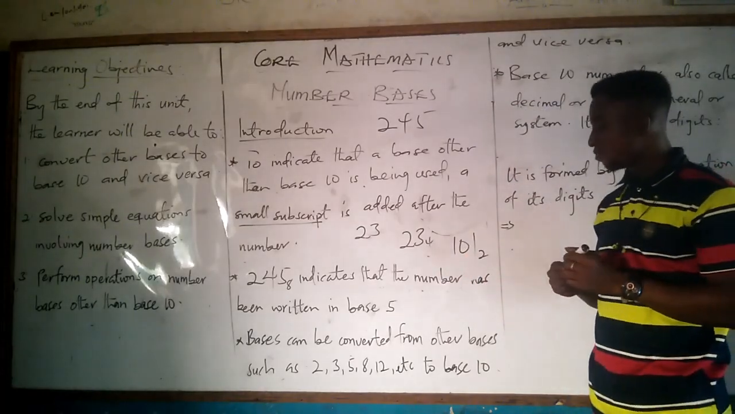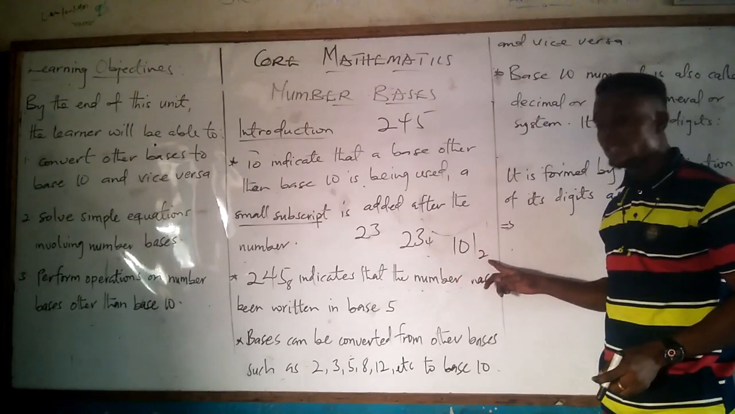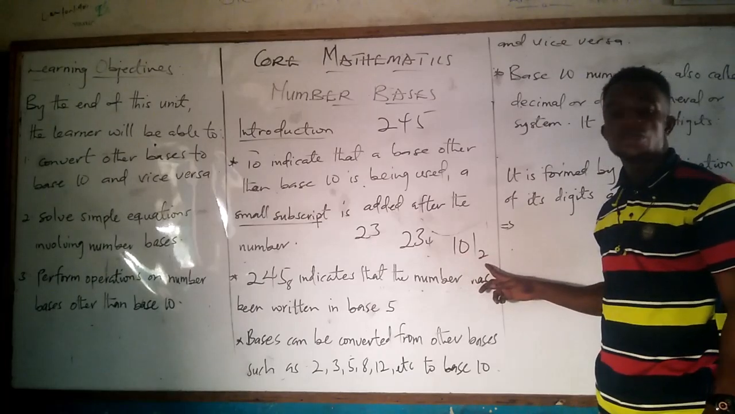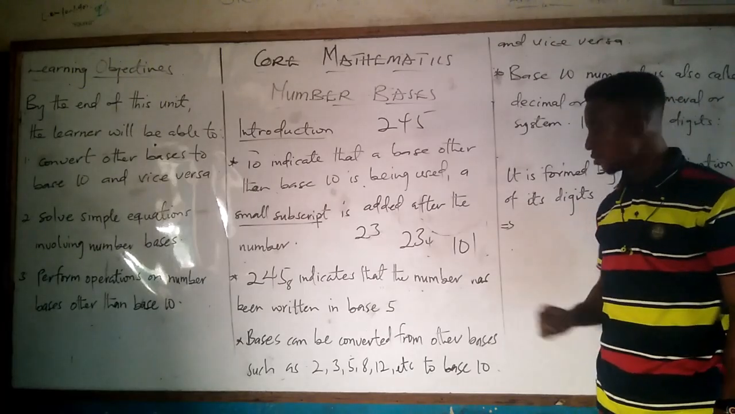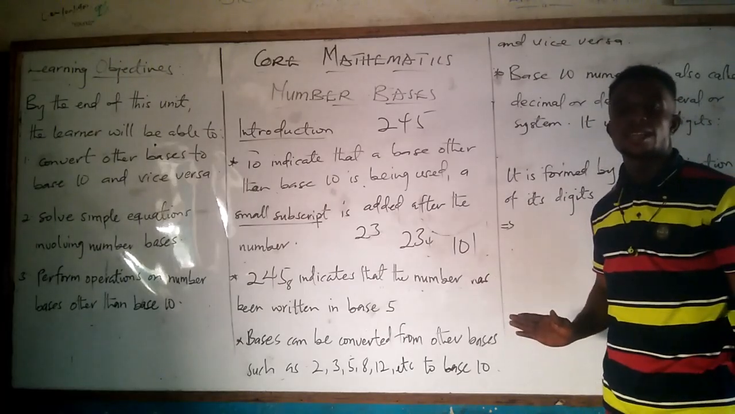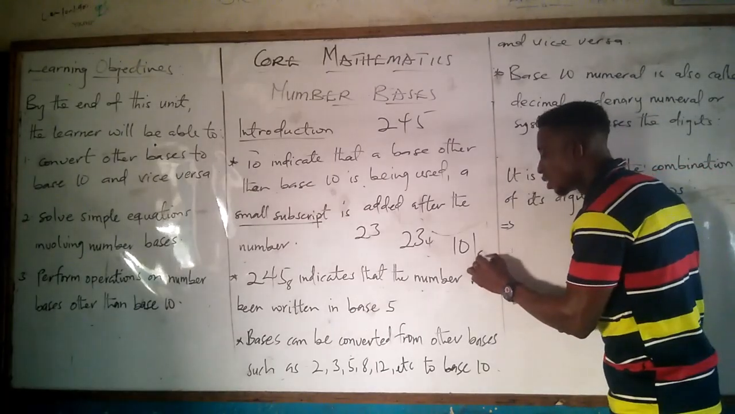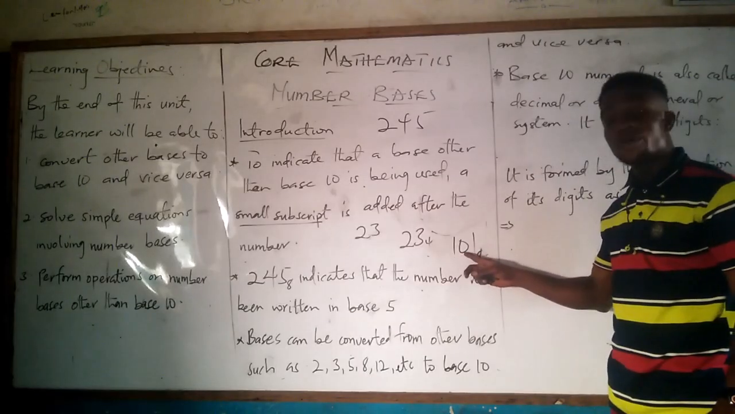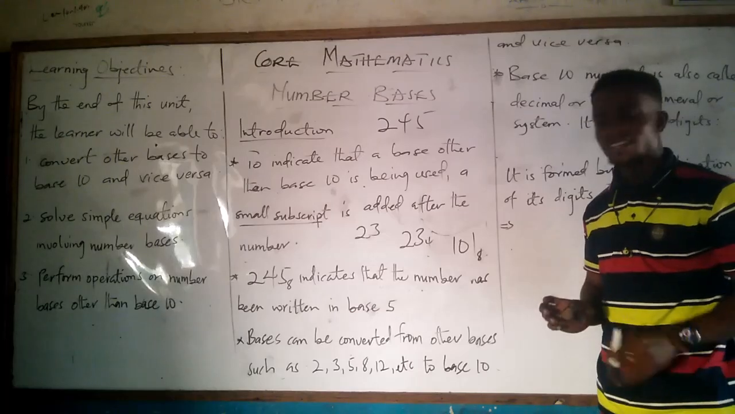I can have this one, which is 1, 0, 1 base 2. But I can't say 101 base 2. No. But if it is in base 10, you can now say 101, just like that. But if it is in other base, let's say I give this one as in base 8, I say 1, 0, 1 base 8. Please, do we get that?